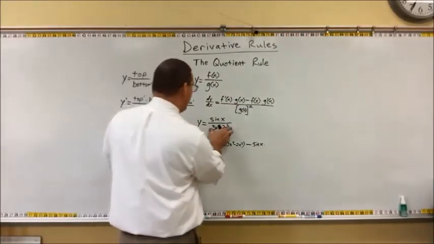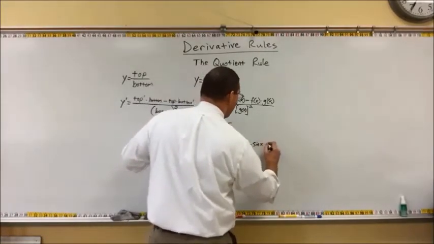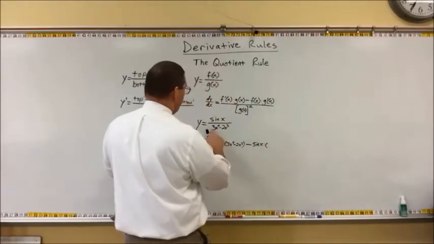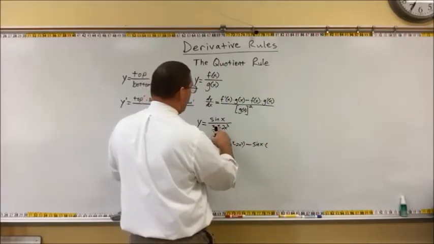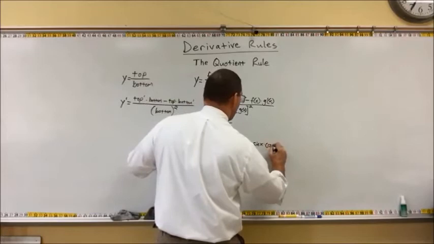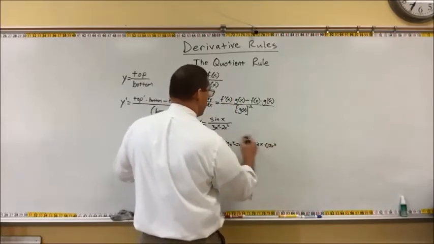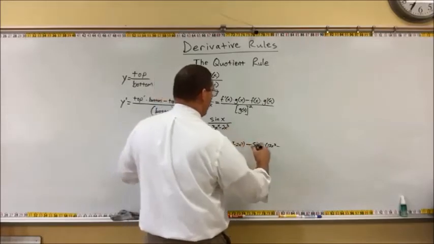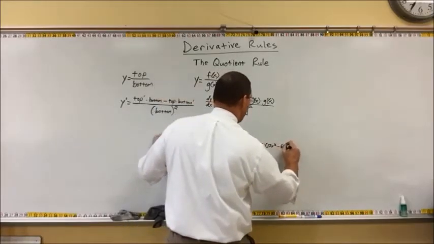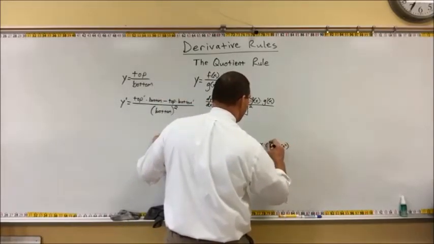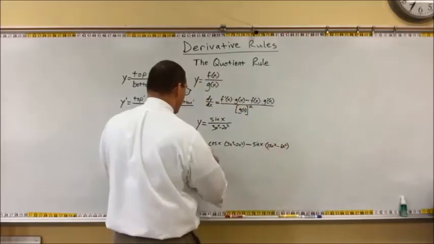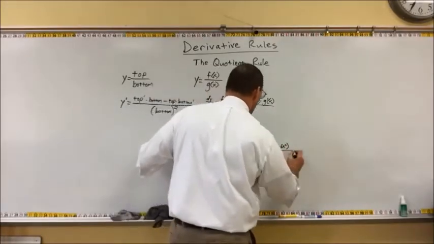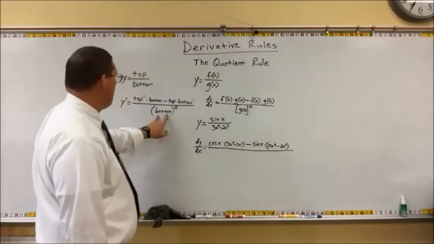times the derivative of the bottom. Well, the derivative of this is still going to be a binomial, so I'm going to put that in parentheses. The derivative of 3x to the fourth is 12x to the third minus the derivative of 2x to the third is 6x squared. Close the parenthesis. There we go. Some nice parentheses there.